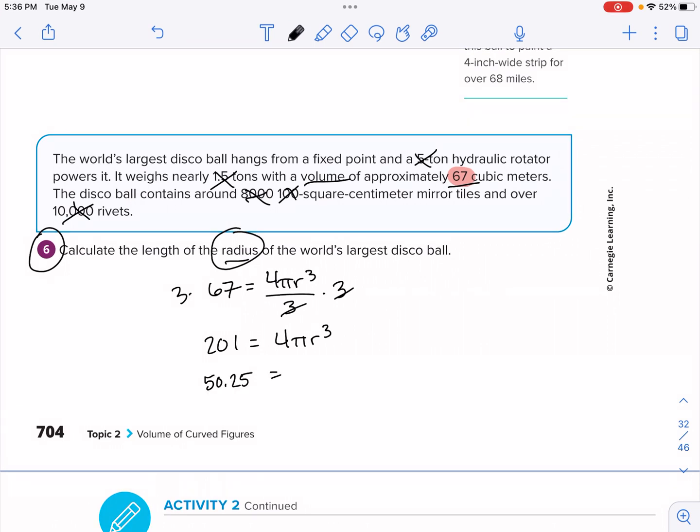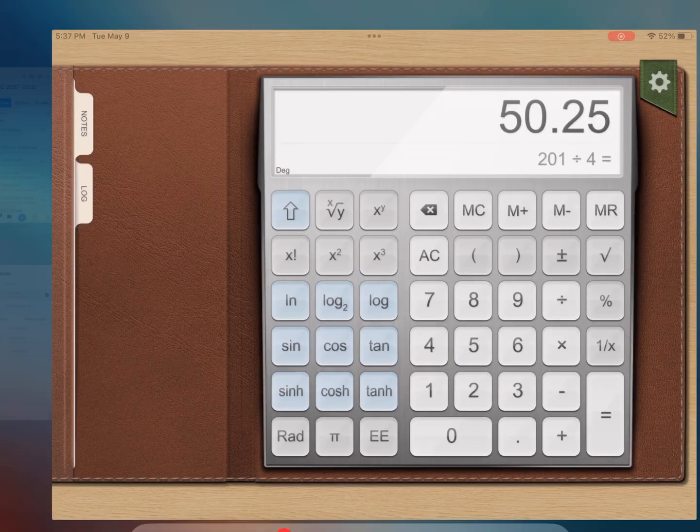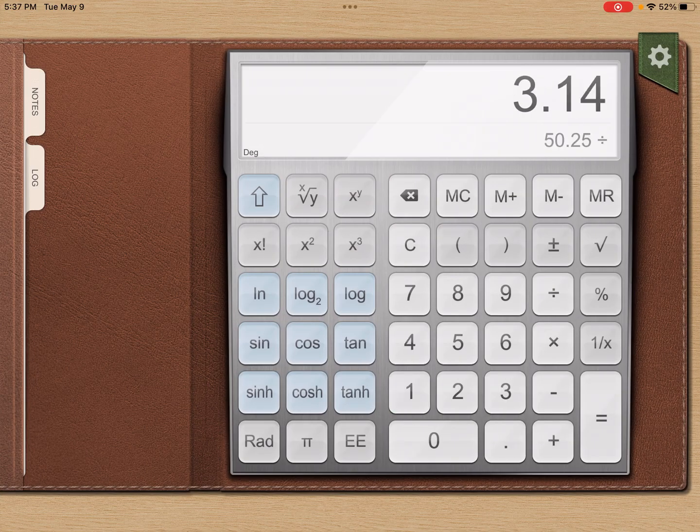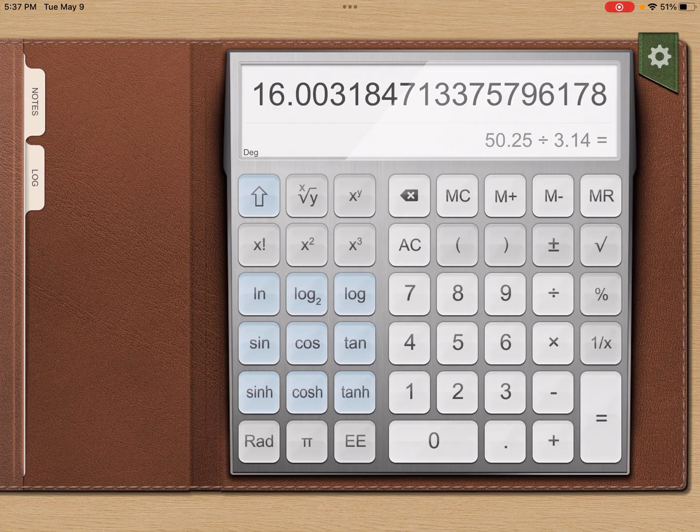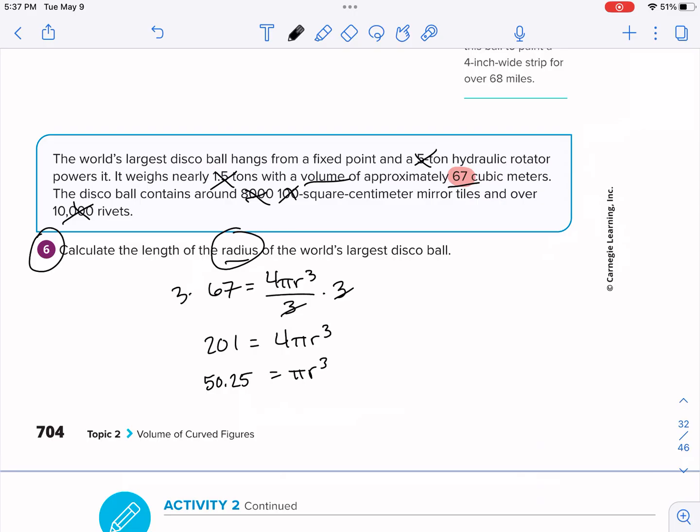All right, so now we're left with pi r cubed. Let's divide both sides by pi. So we're going to round that. We're actually just going to say this is 16, even though it's not exactly 16. I'll put this over here. 16 equal to r cubed.